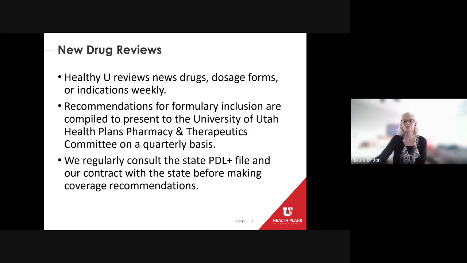We review new drugs that come to market, new dosage forms, and new indications on a weekly basis. And those recommendations for formulary inclusion or status on the formulary are presented to the University of Utah Health Plans Pharmacy and Therapeutics Committee on a quarterly basis. We regularly consult the state preferred drug list PDL plus file so that we are making sure that we are in line with our contract. Next slide.